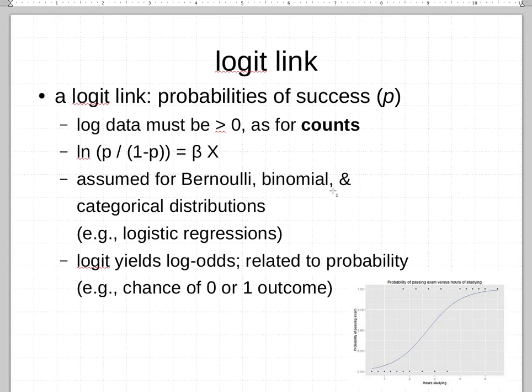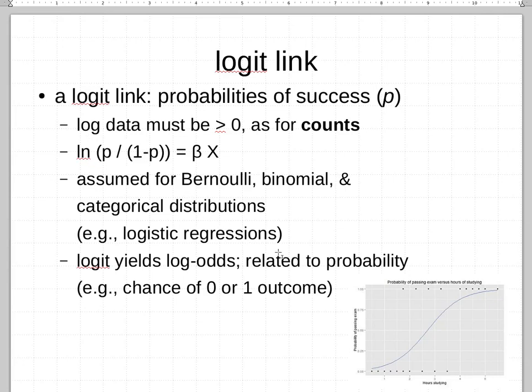It's used for Bernoulli and binomial and other kinds of data distributions, but logistic regressions, which we're going to spend some time on this semester, are based on these logit probabilities. Okay, so it yields this outcome called a log odds, which we'll spend some time on again later. It's related to probability, the natural log of these odds.